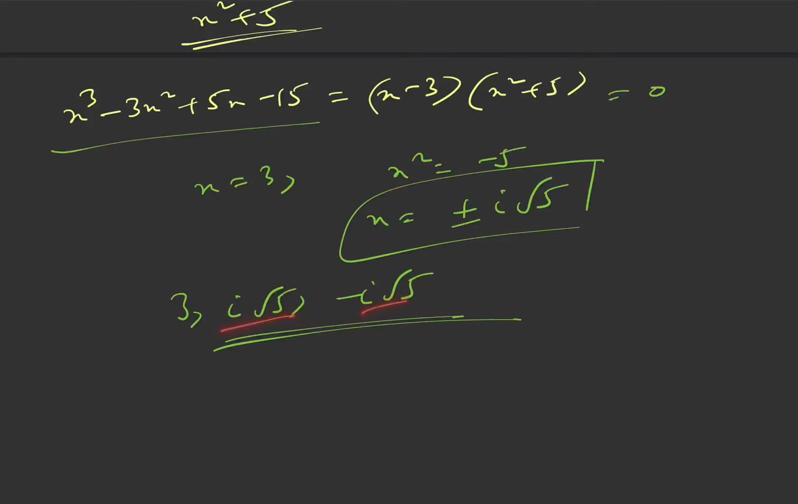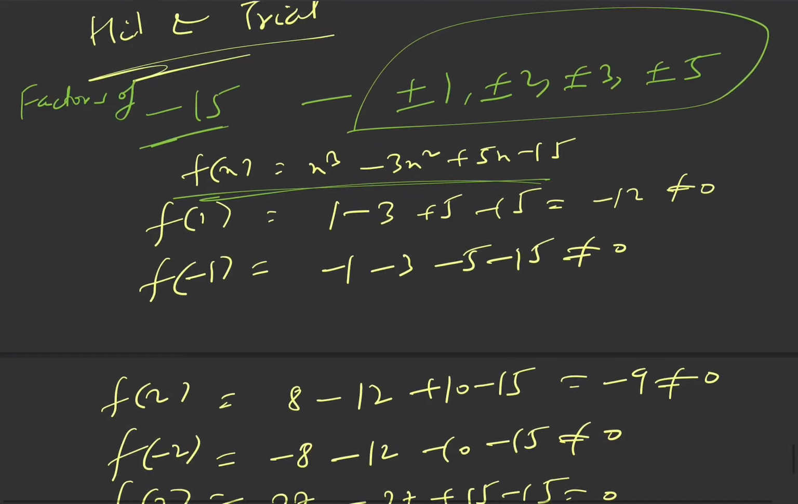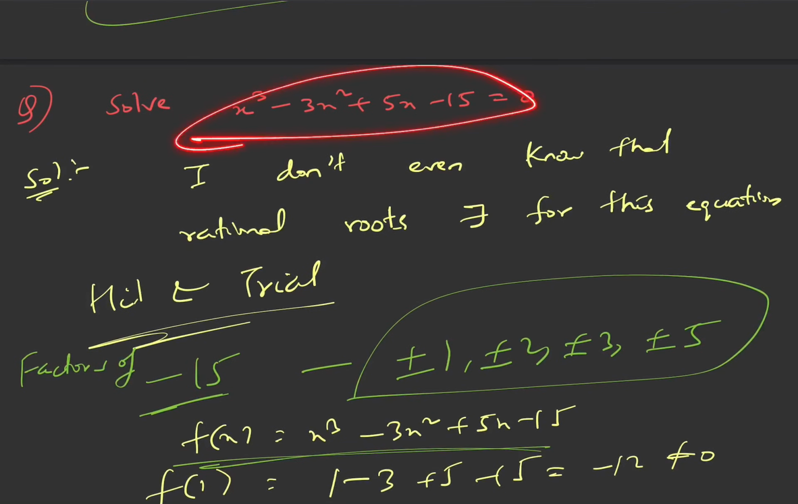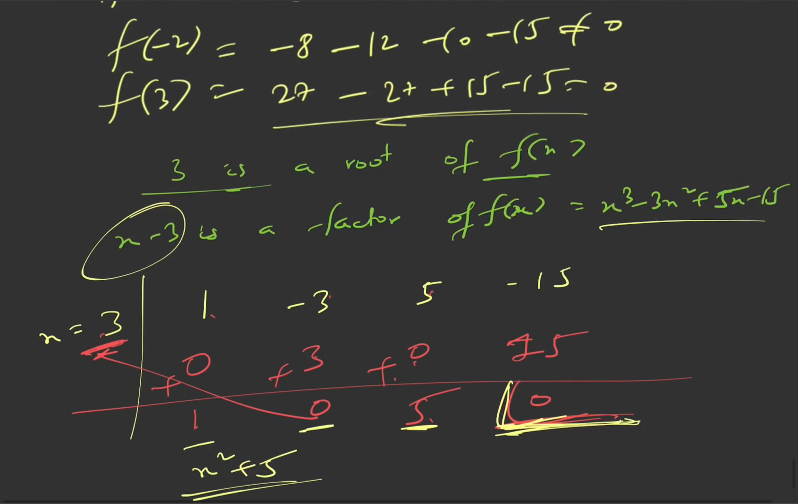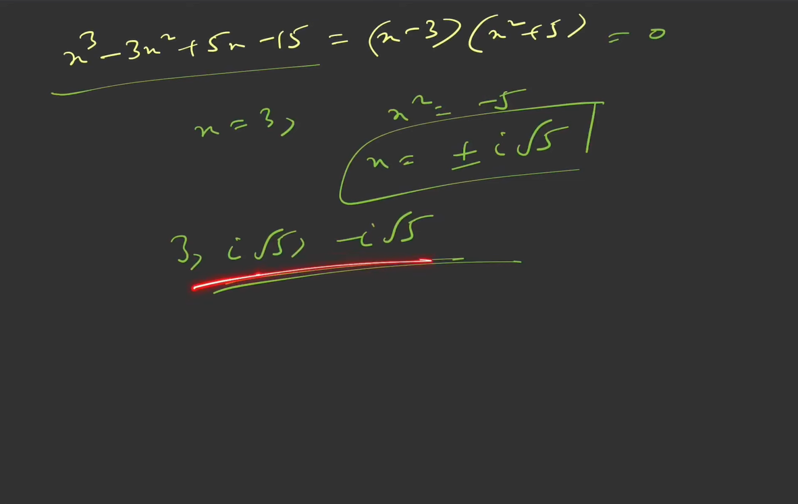And the complex roots are occurring in a conjugate pair. Iota root 5 is a root, minus iota root 5 is a root, because the coefficients of the given equation are all real numbers. So you can see here that complex numbers are occurring as a conjugate pair. This is a theorem which we have studied, right? So this is how you can use the rational root and integer root theorem to guess the possible rational roots, right? This is just used to do guesswork.